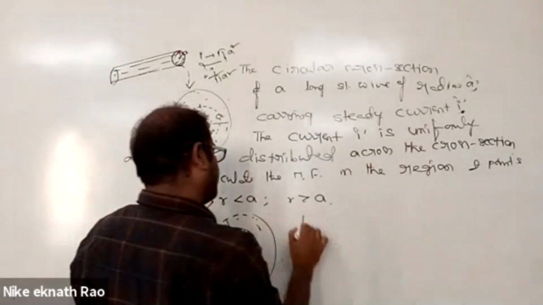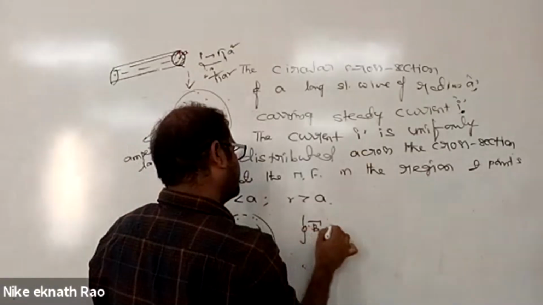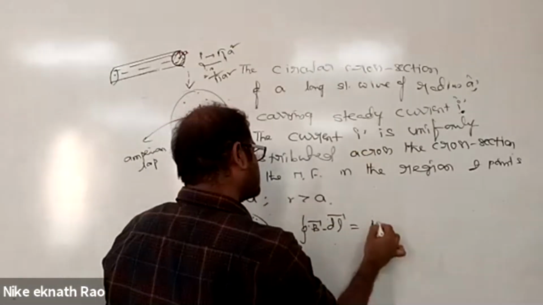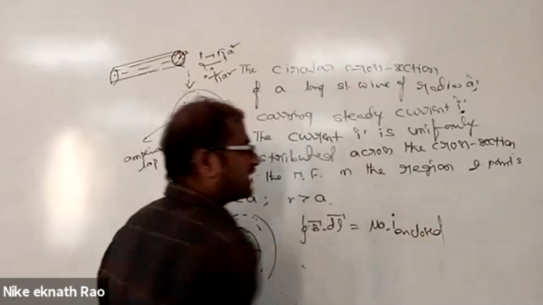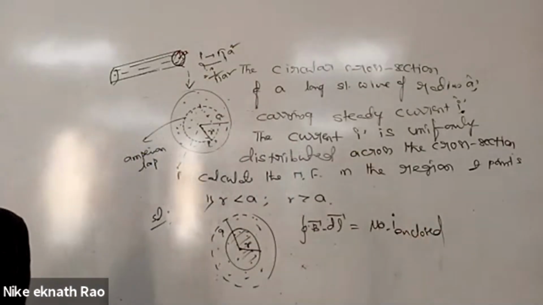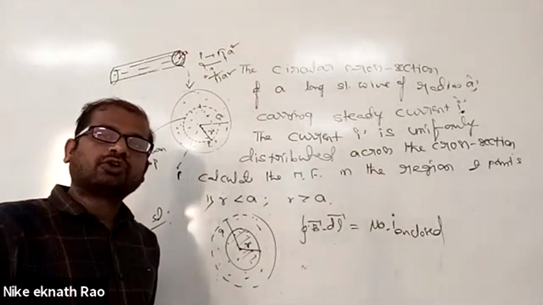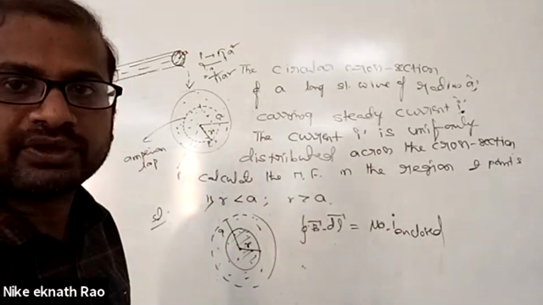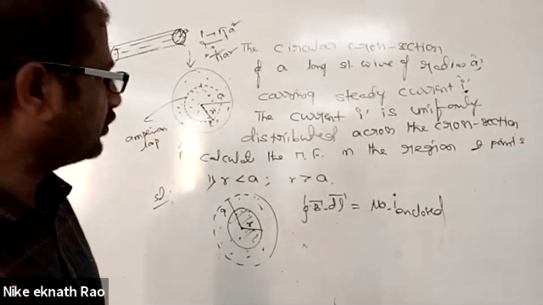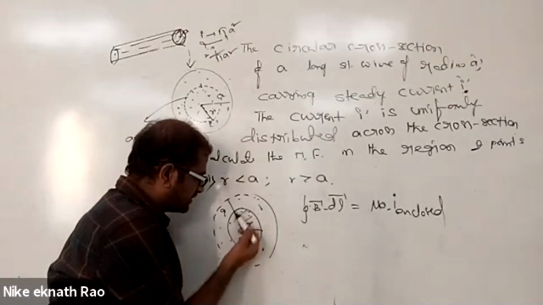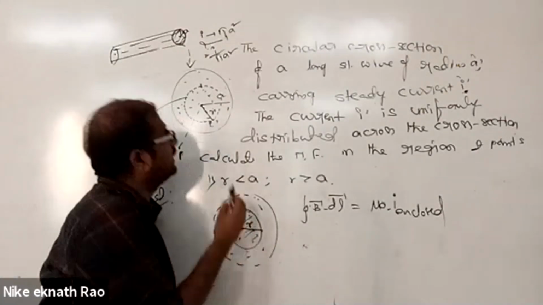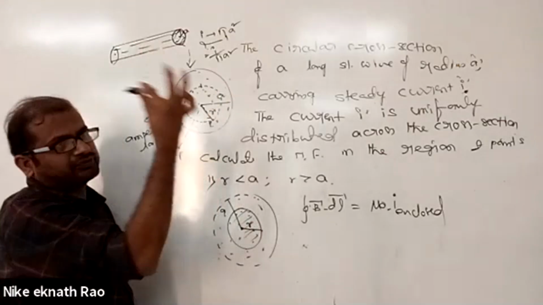So according to Ampere's law, the line integral B bar dot dl is equal to mu naught times I. What is this I? I enclosed by the Amperian loop. Yes or no, all of you? So here there is uniform distribution of current. Now at every point, if you consider the total current, the entire current is, for example, coming out here.